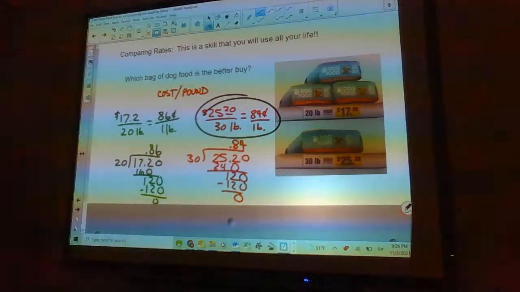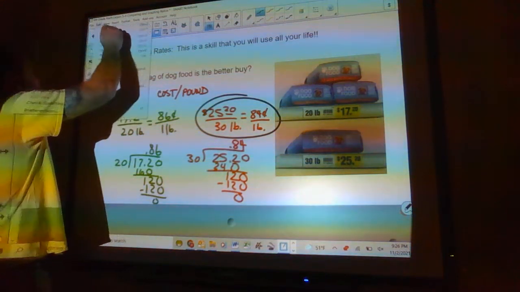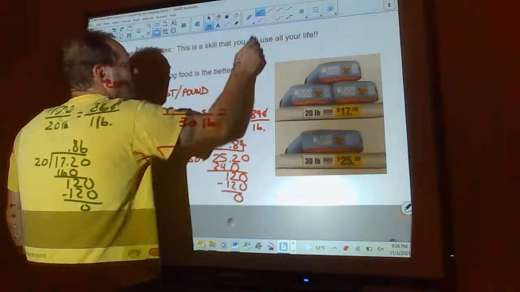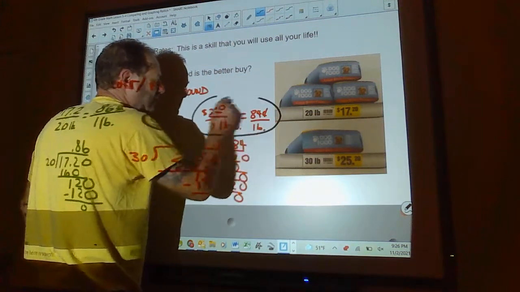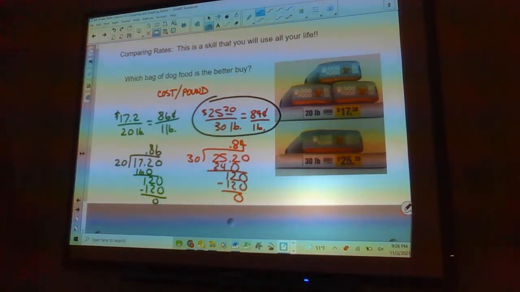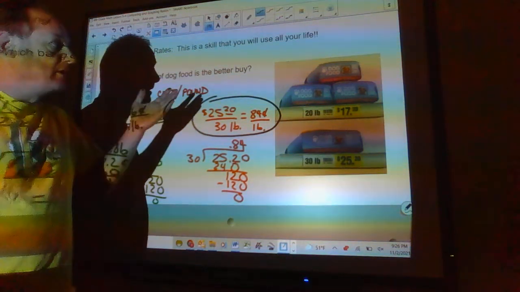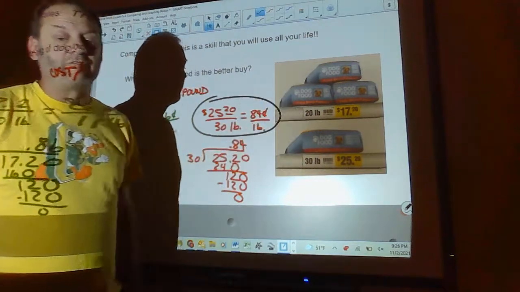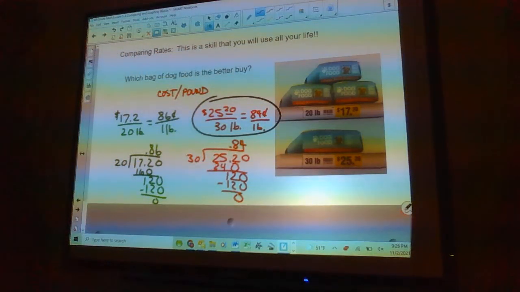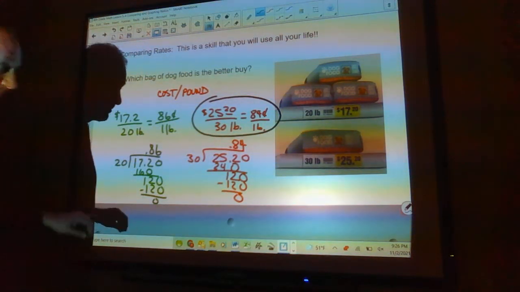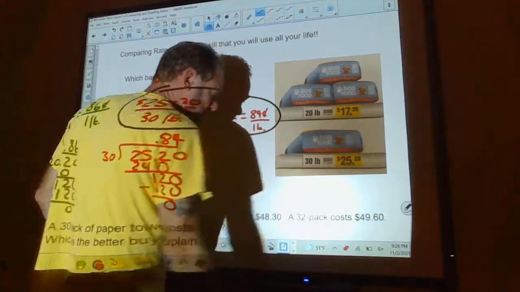It's better, if you can afford it, to buy 30 pounds than it is to buy 20 pounds because it's cheaper. Now, sometimes you have to buy the smaller one because maybe you have a small dog and won't eat that for a long time, or maybe you just don't have $25 on you, and that's why you have to buy the cheaper one.